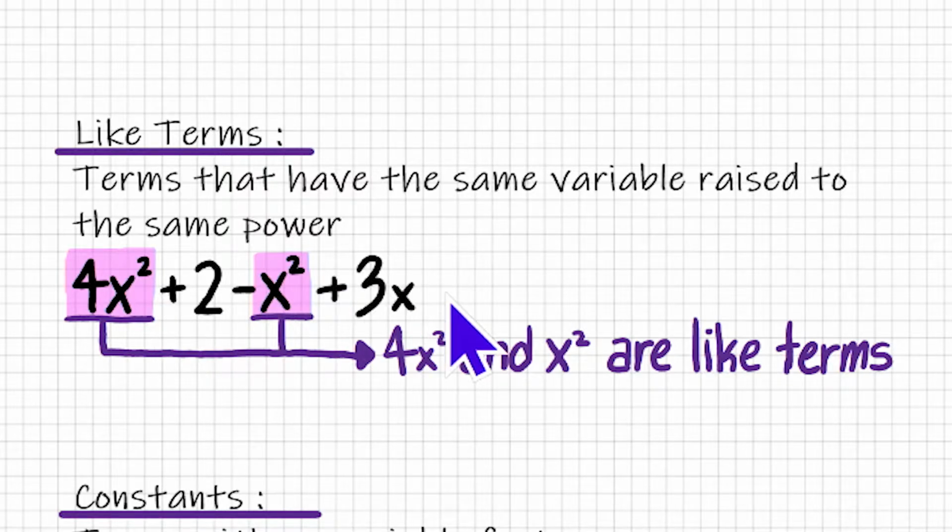Now, it would be a different story if it was 4x squared plus 2 minus y squared plus 3x, because then you cannot combine them using addition and subtraction. That's why I said terms that have the same variable, meaning the same letter, raised to the same power. And that's also why you cannot combine 3x with these two. Not because of the coefficient, because it does not matter what the coefficient is. If it has the same variable raised to the same power, you're going to be able to combine it.